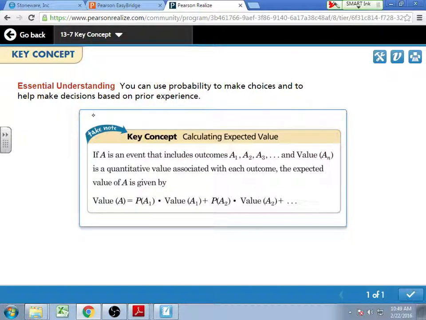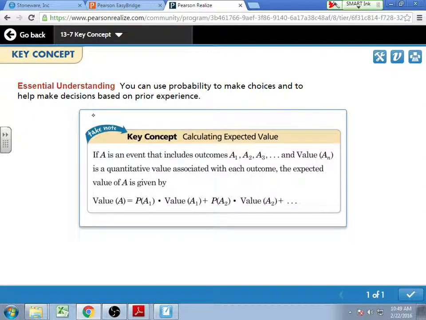So this is how we calculate expected value. If I were to choose one of you randomly from the stack of cards, what is each of your probability of being chosen? You have one out of however many people are here, right? So if A is an event that includes outcomes A1, A2, A3, all these possible outcomes, and A sub n is a quantitative value associated with each outcome, the expected value of A is all those individual probabilities added together, right?